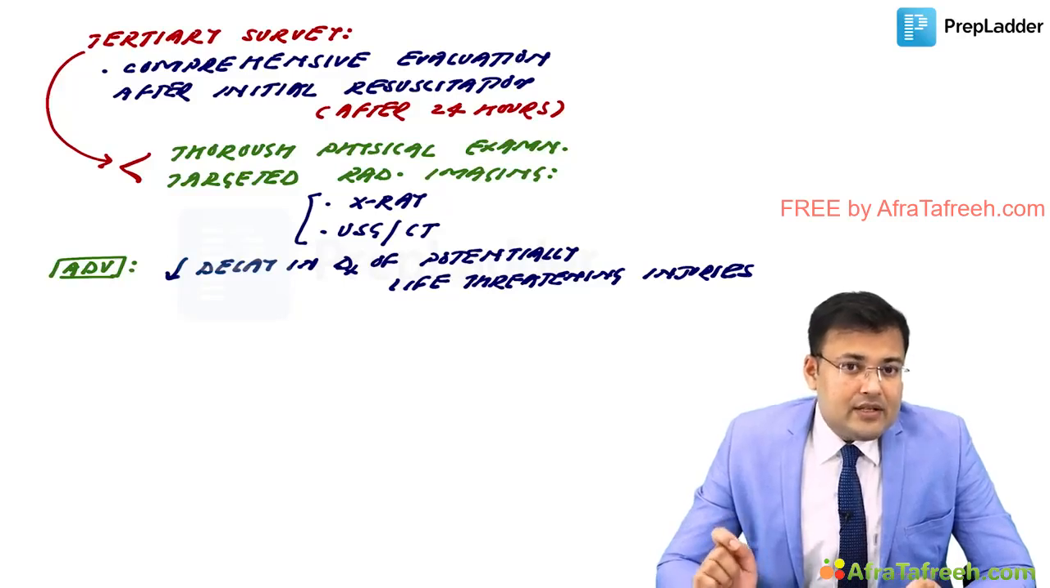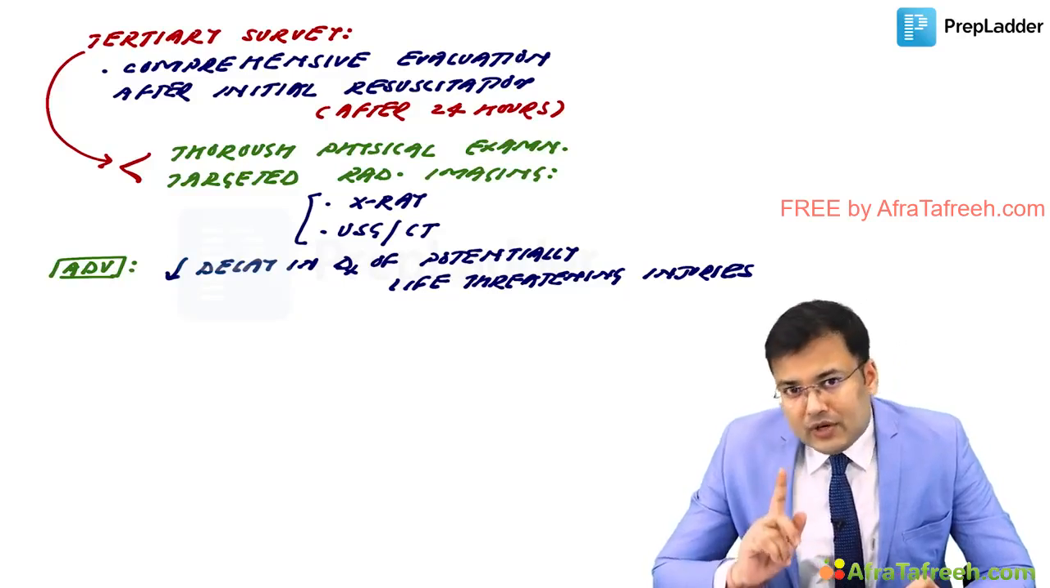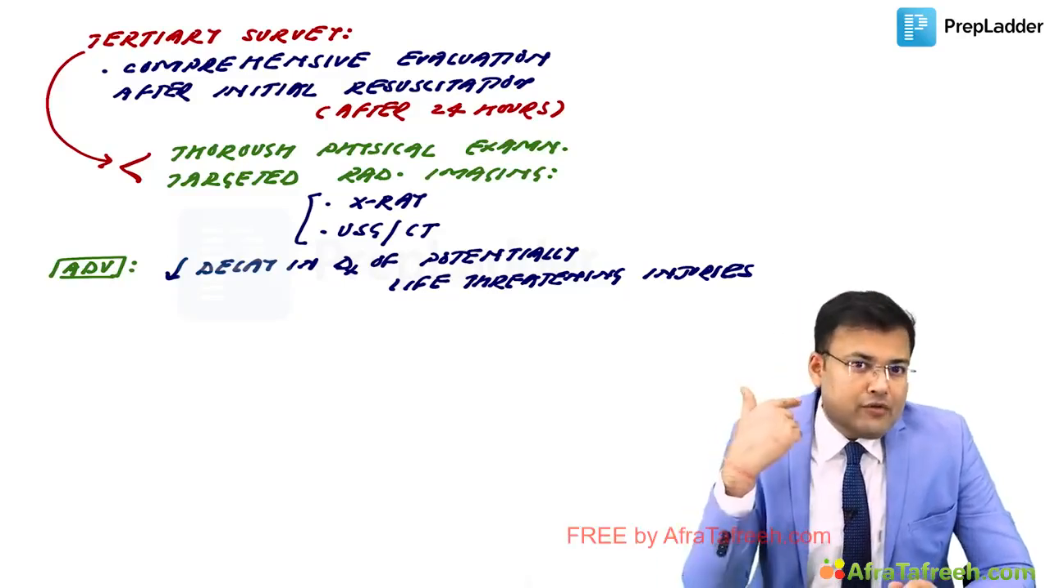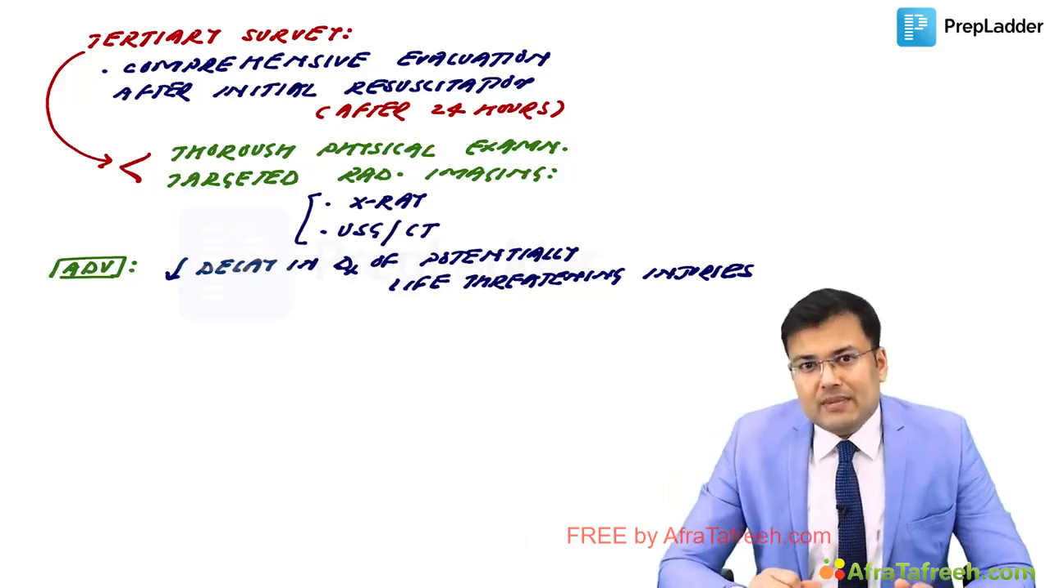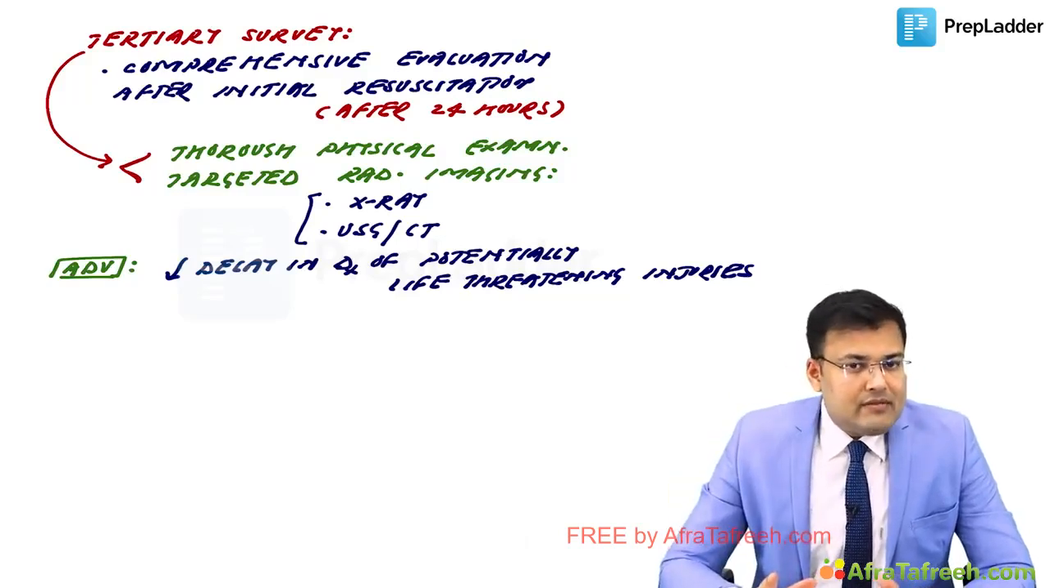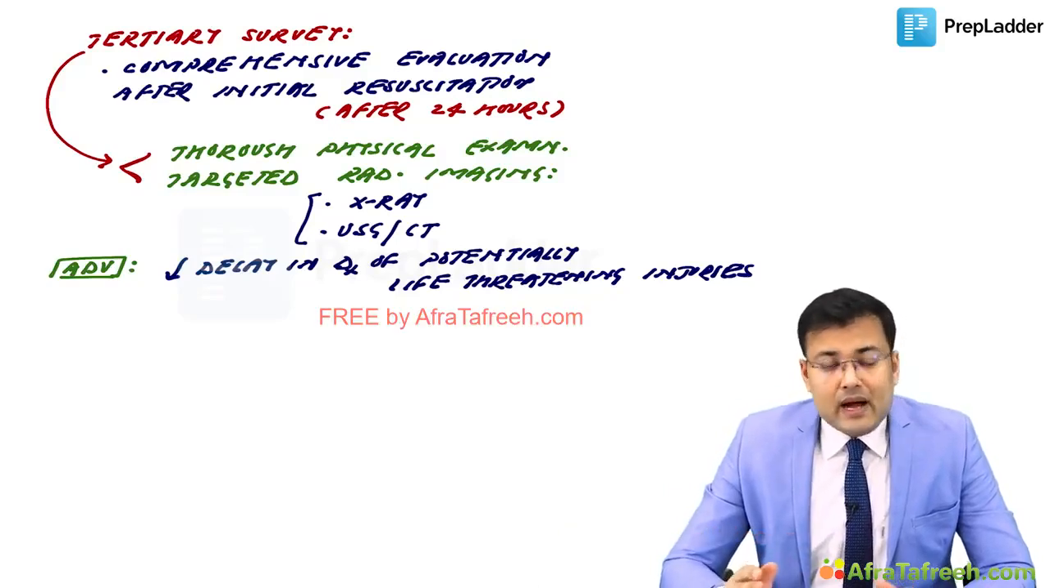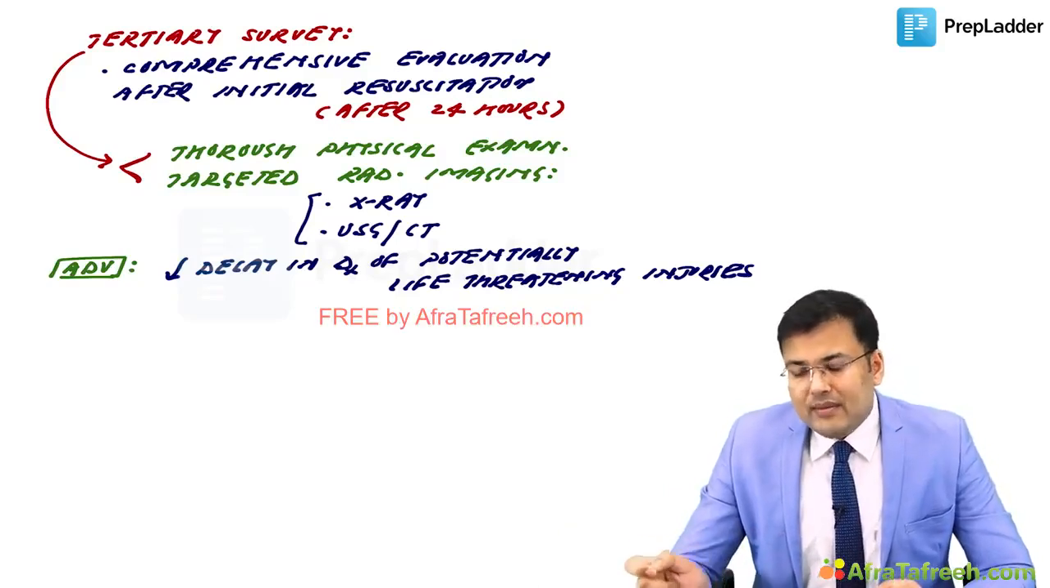Cervical spine injury should be suspected in all patients of trauma. So what is the first priority? You have to go for cervical spine protection, and then we are going to follow what? A, B, C, D, E. So what is primary survey? It is cervical spine protection followed by A, B, C, D, E.